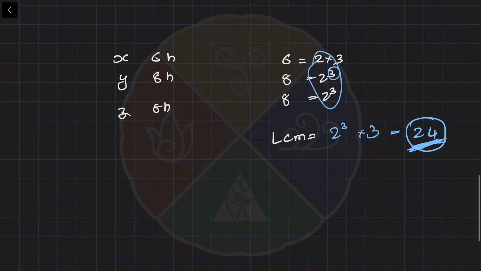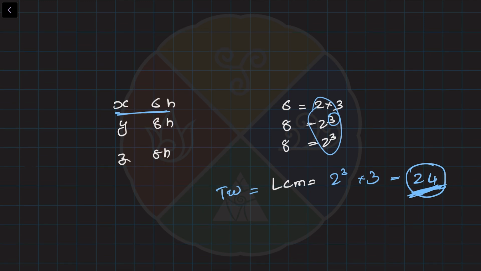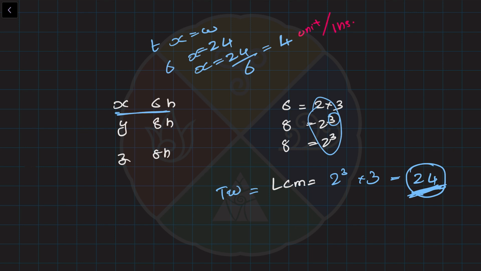And let's see the total work. This is the total work that has to be finished. Now it is saying that X needs 6 hours to finish the work. So here also, time into efficiency of X is equal to work. For finishing 24 work, X needs 6 hours. So the efficiency of X will be 24 by 6. What is 24 by 6? 4. It means in each 1 hour, X will do 4 units of work. So the efficiency of X will be 4 units per hour.